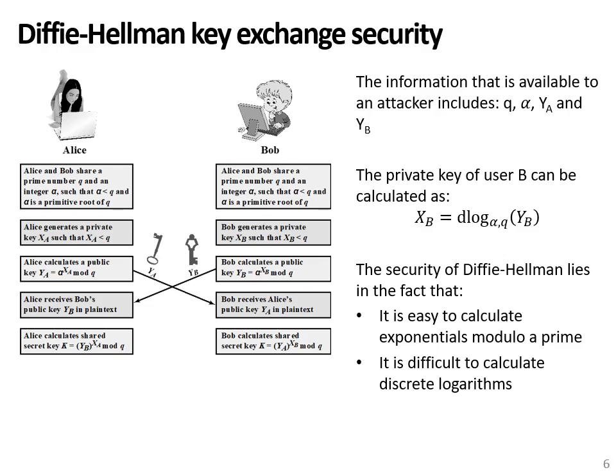However, the security of Diffie-Hellman relies on the fact that it's easy to calculate the exponentials modulo the prime number, but it's very difficult to calculate the discrete logarithms. And as such, as long as no technique is found to easily calculate discrete logarithms of large numbers, Diffie-Hellman is considered secure.